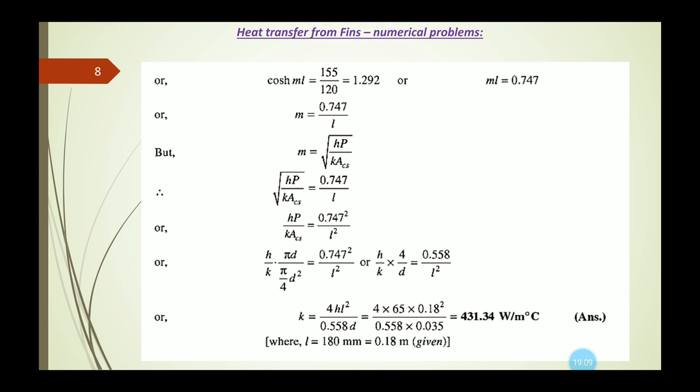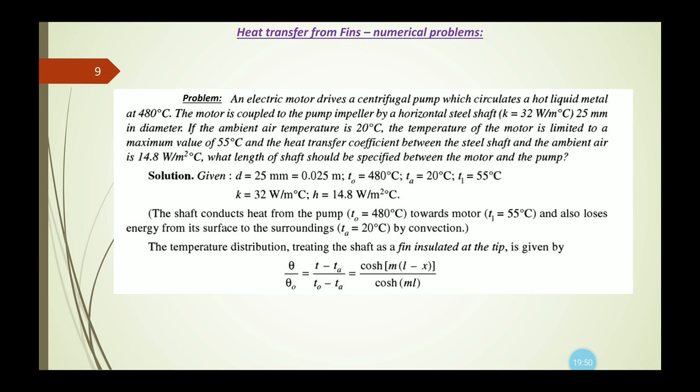From this equation, we need to calculate the value of k, that is the thermal conductivity. There are two or three simpler steps given here, so all of you can do this part. After certain steps, we can easily calculate the value of the thermal conductivity k, which we will get as 431.34 watt per meter degree centigrade. So this is the procedure to calculate the thermal conductivity in this numerical.